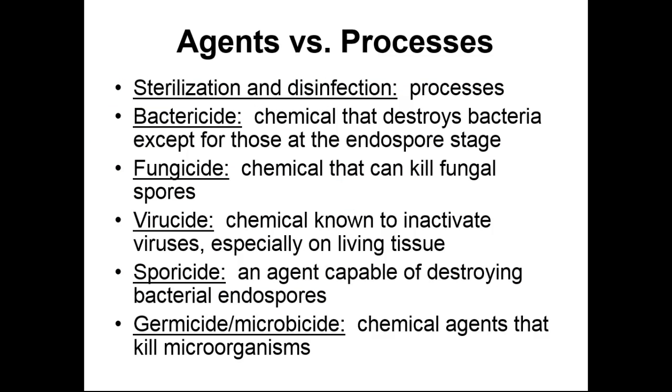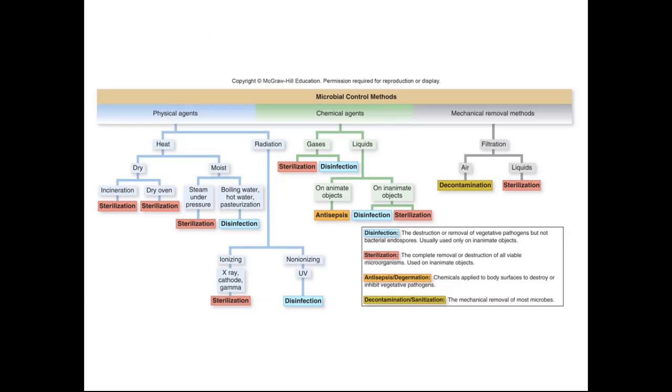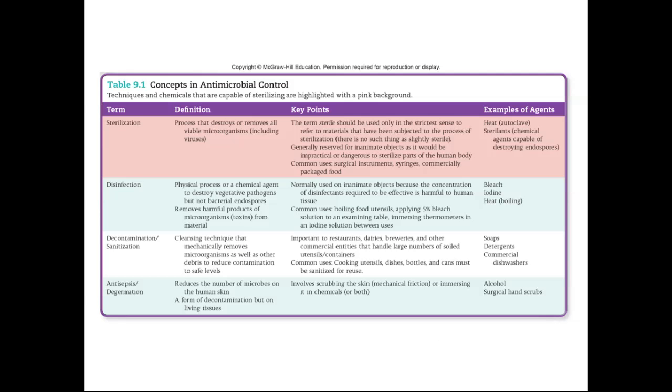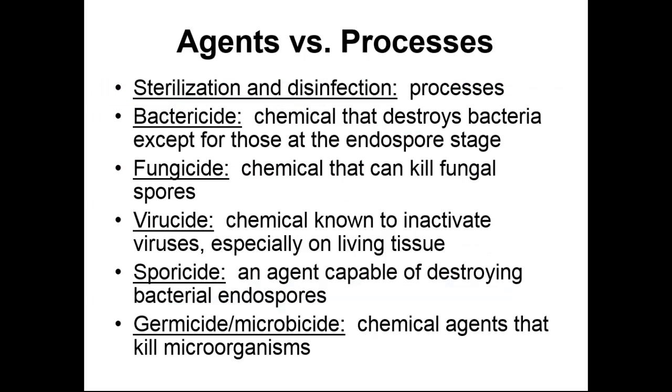So let's talk about agents versus processes. When I talk about an agent, I'm talking about a chemical compound that kills a specific kind of microorganism. When I'm talking about a process, I'm talking about sterilization, disinfecting, antisepsis, degermination, and so forth. So sterilization and disinfection are two of the processes we've talked about. Our other two processes are on this screen right here. So all four of them are listed here: sterilization, disinfection, sanitation, and antisepsis. Those are our four processes, and then we have agents that help us with these processes.